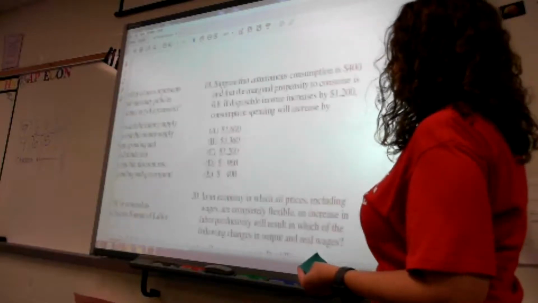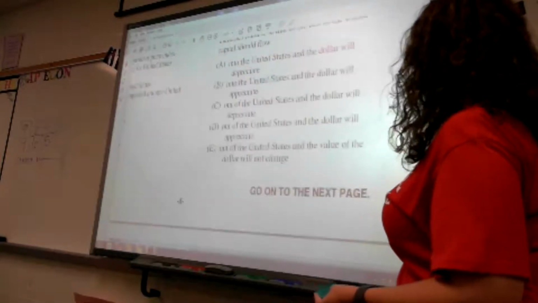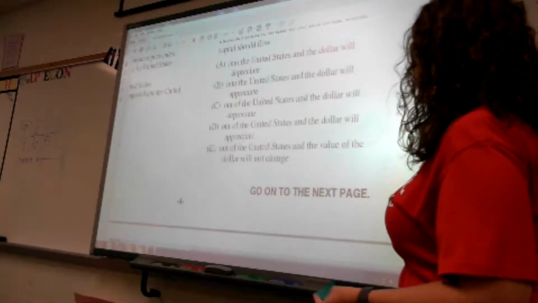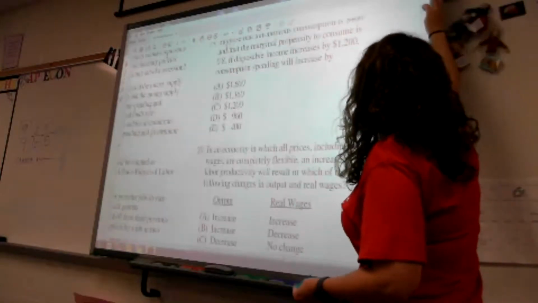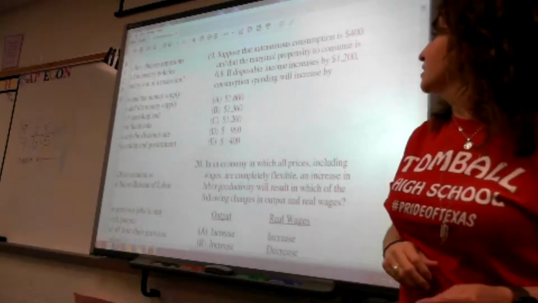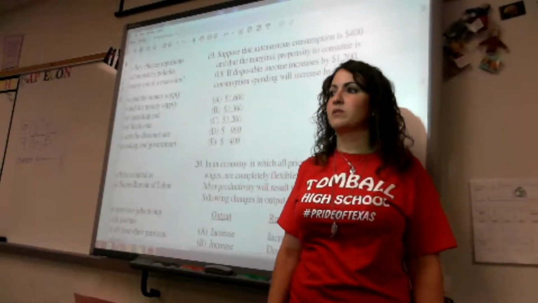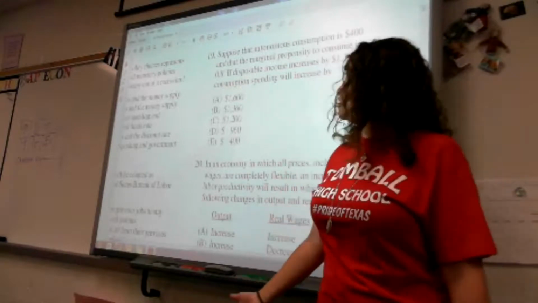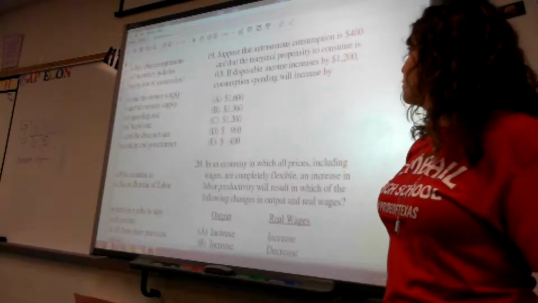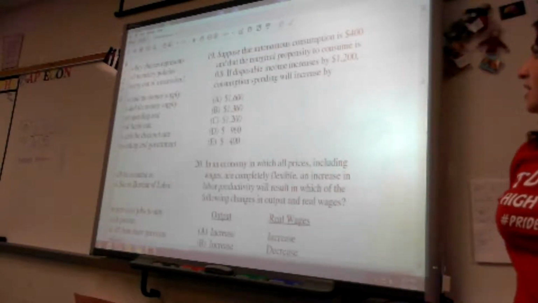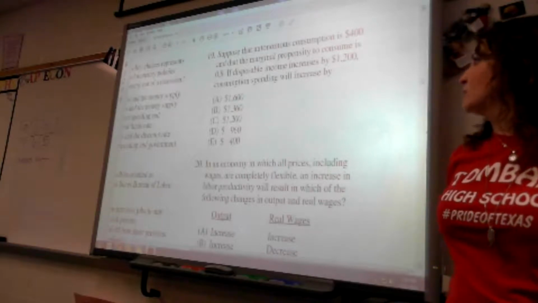Number 19. Here we go. Here's a math problem for you. You got your whiteboards out. Okay, number 19. If you see this word autonomous, ignore it. Autonomous just means it's not the government doing it. Suppose that autonomous consumption is 400 and the marginal propensity to consume is 0.8. If disposable income increases by 1,200, consumption spending will increase by?